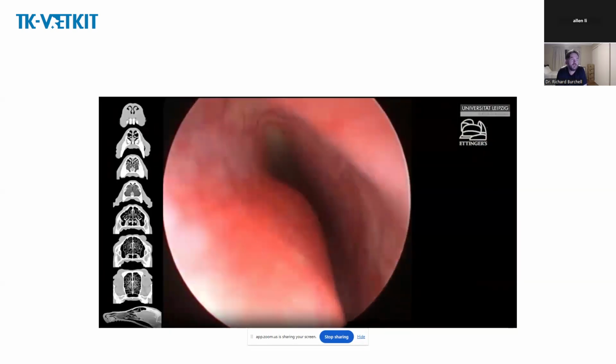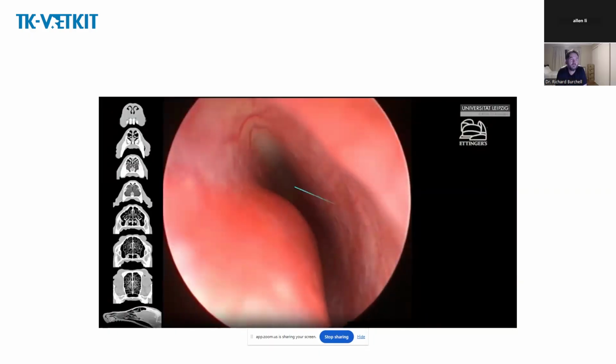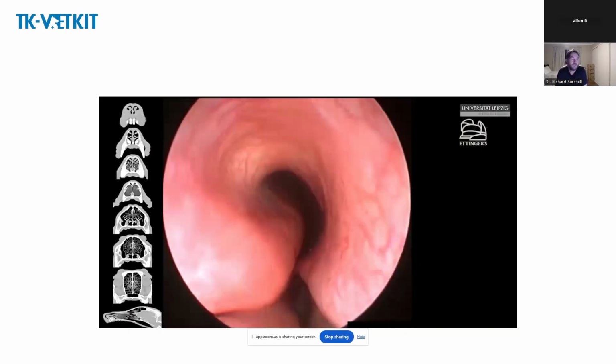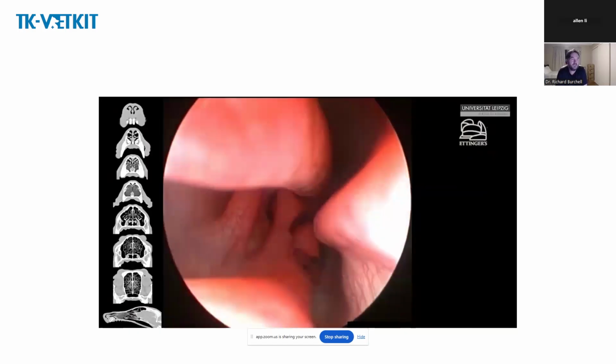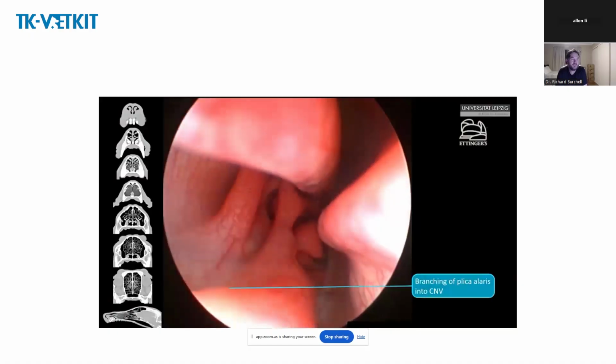We're looking up into the dorsal nasal meatus. This is the top chamber of the nose, and normally we can't get our scope very deep in there. So we're just looking at the entrance. Okay, we're now moving down into the middle nasal meatus, and we can see the branching of our nasal conchae.